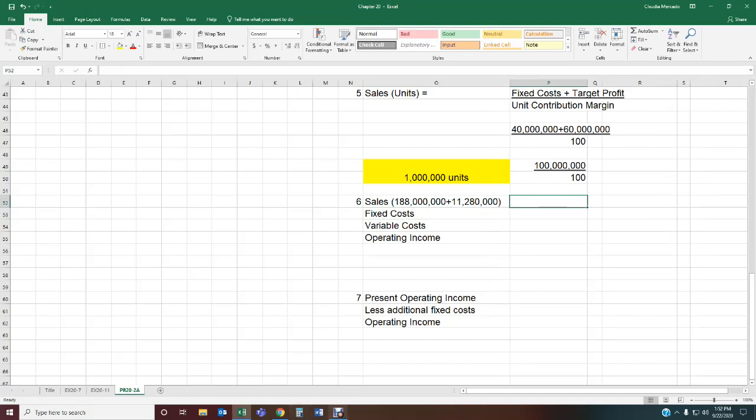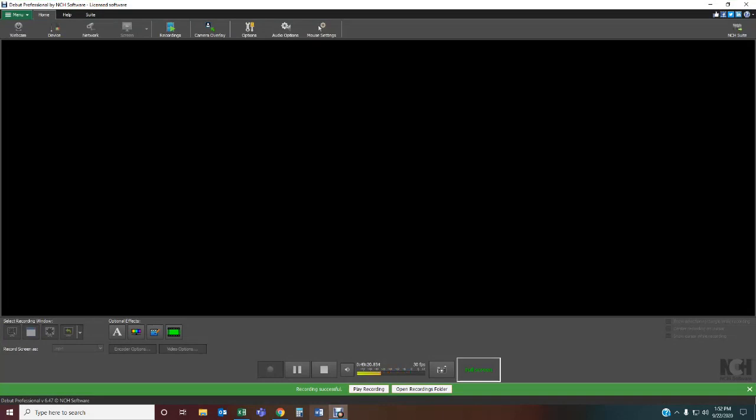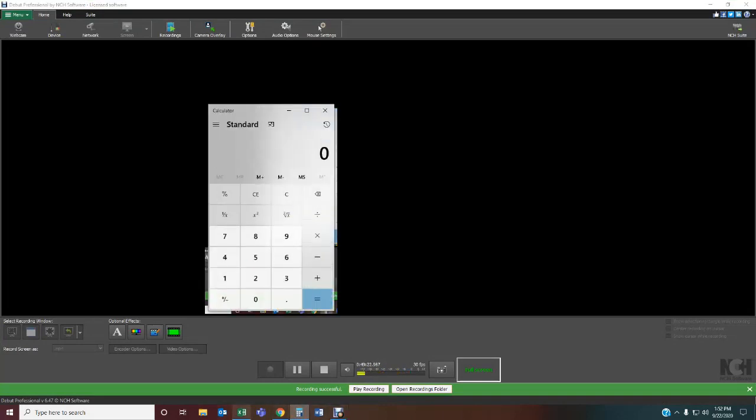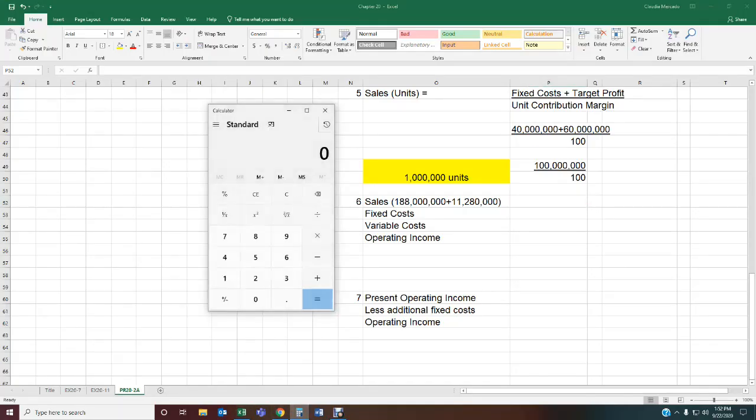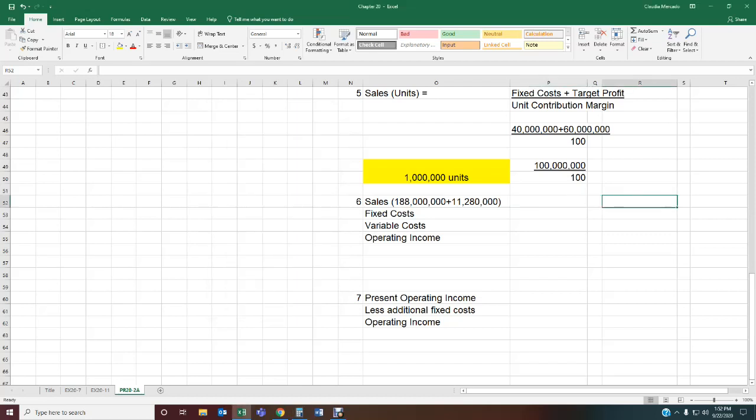So let's get our calculator out. Oh, sorry. Over here. Where did it go? Okay. My calculator. Okay, so for my sales, I had 188 million, plus the expansion will give you an additional sales of 11,280,000. That gives me 199,280,000.